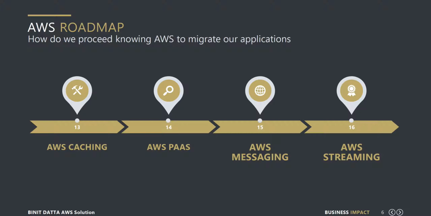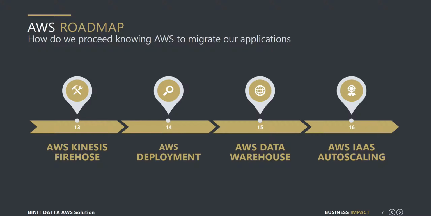AWS messaging, which is Simple Queue Service, is one of the most stable and earliest released AWS services. We'll talk about how you can replace your in-house messaging system like IBM MQ with AWS Simple Queue Service. AWS streaming. AWS has Kinesis. There we'll talk about AWS streaming in the 16th section. And then AWS Kinesis Firehose is your vehicle to transfer a large amount of data without writing code. So it's very critical. We'll talk about that.